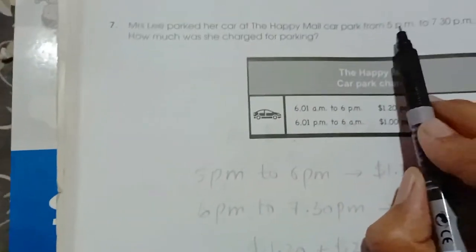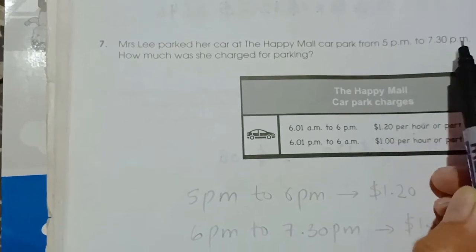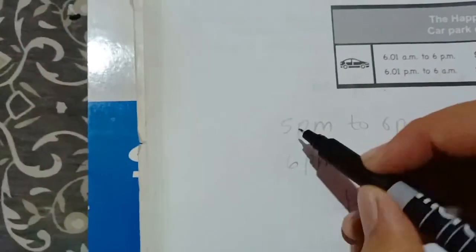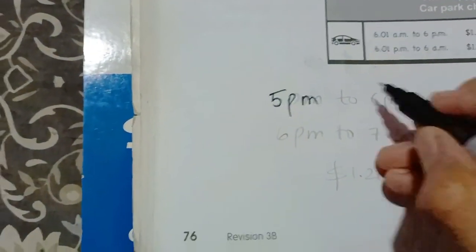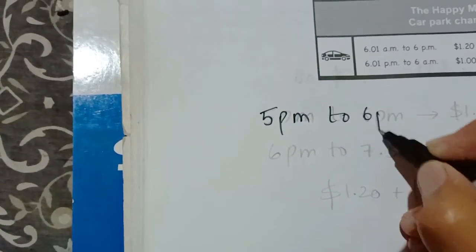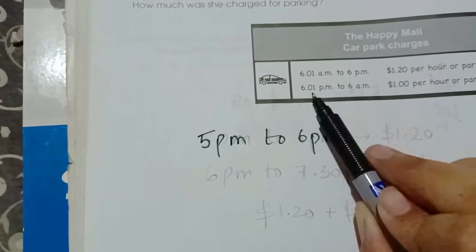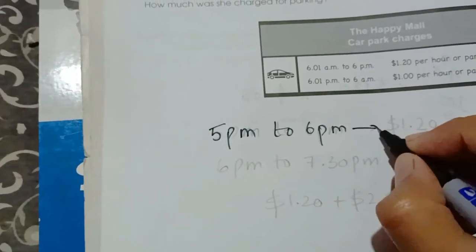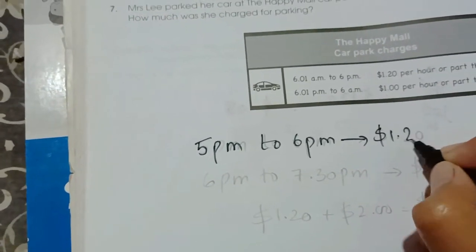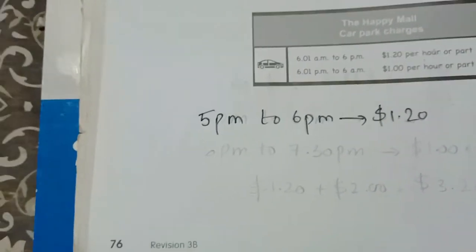So first she parked the car from 5 p.m. to 7:30 p.m. Let's see. From 5 p.m. to 6 p.m. means 1 hour. She has to pay $1.20 because the charge is per hour.